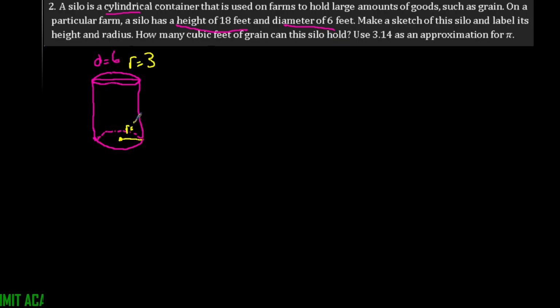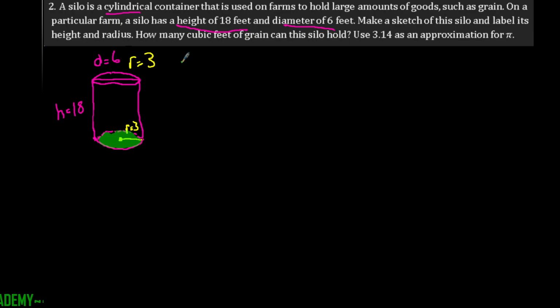So r equals 3. And it says that the height is 18 feet. So let me write that down too. So height, h equals 18. All right, so first things first, let's highlight that base. Again, it can be either one. And we need to find the area of this base first.